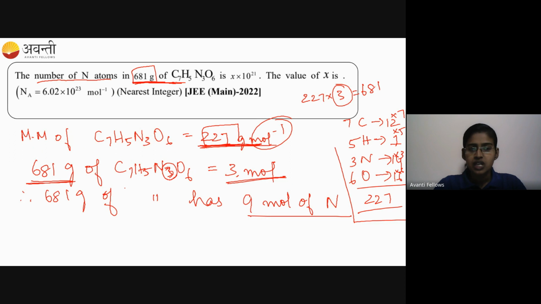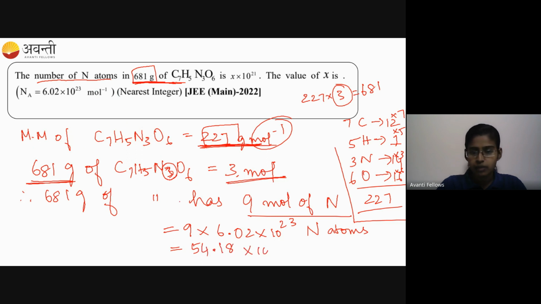Yeah. So now this says that 9 into Avogadro number of nitrogen. And to find out the number of atoms, what we have to do? We have to multiply by the Avogadro number, right? So it is 6.02 into 10 to the power 23 nitrogen atoms are present. 9 into Avogadro number of nitrogen atoms are present in 681 gram of the substance. Now, if I multiply this, what I will get? 54.18 into 10 to the power 23 nitrogen atoms.